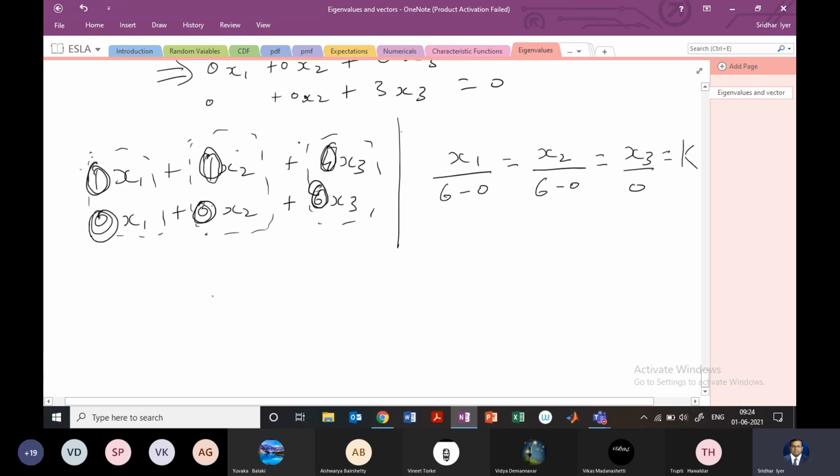So doing that, we'll get x1 by 6 equal to x2 by 6 equal to x3 by 0 equal to k. So I can get rid of the 6 by cross multiplying.